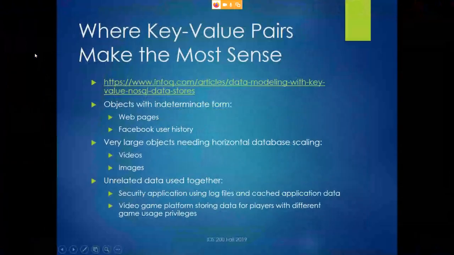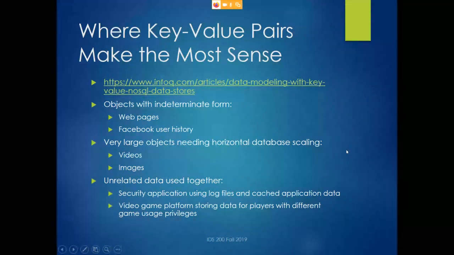Now, where do key value stores make the most sense? Well, number one, if you have objects that don't have a definite form, like if you're storing web pages or some sort of documents of user history, there's not a single form for that, right? Some web pages could be very short and simple. Some could be tremendously long. Same for Facebook user history. So you have varying data sizes. A relational database is not necessarily going to be a great fit.